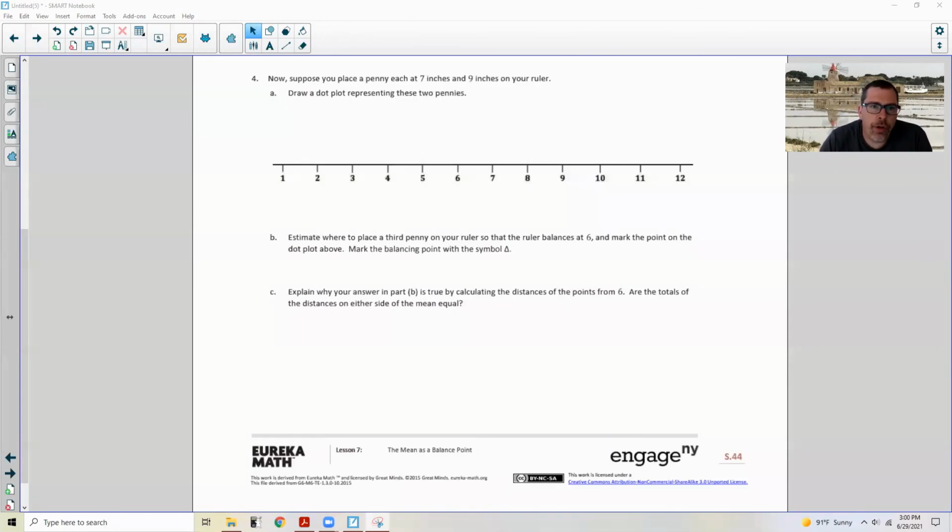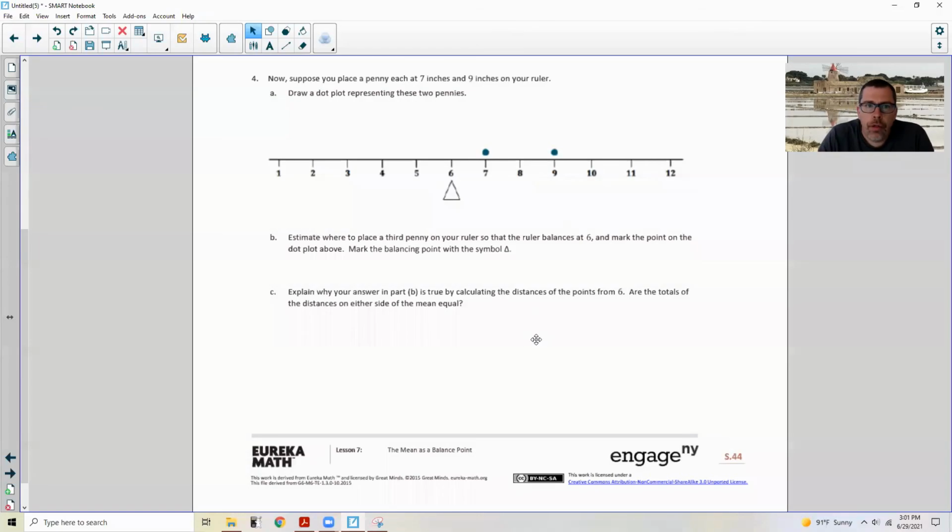All right, number 4 is, now suppose you place a penny each at 7 inches and 9 inches on your ruler. A, draw a dot plot representing these 2 pennies. Okay, so there's the dot plot, one at 7, one at 9. And then part B says, I already brought this in, the balance point at 6.